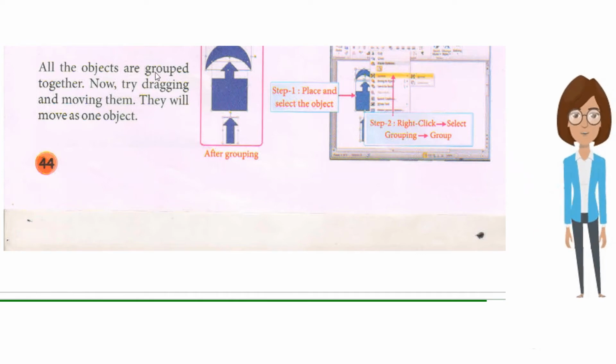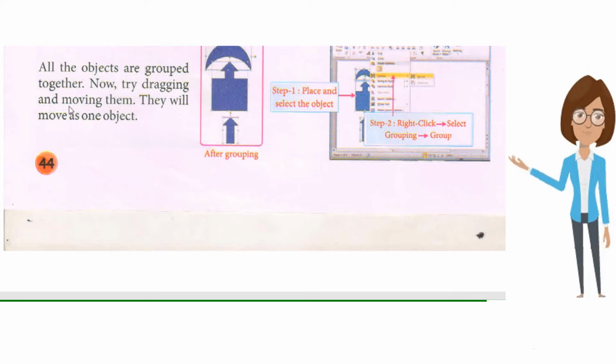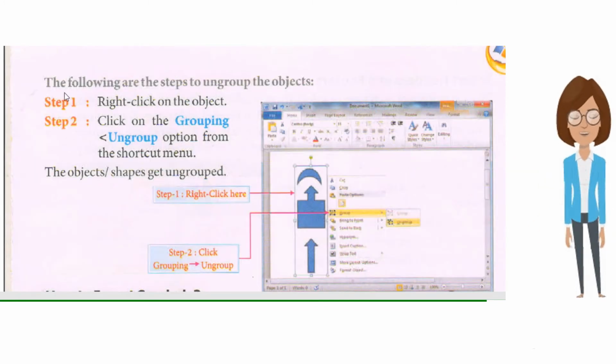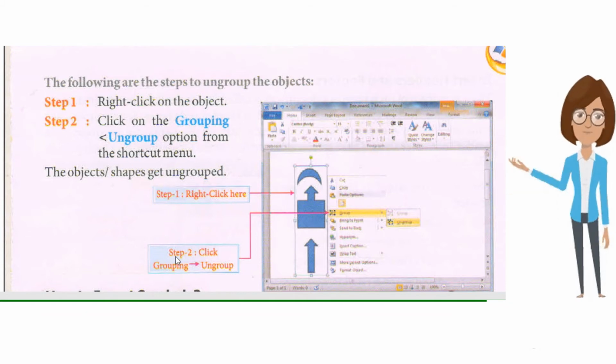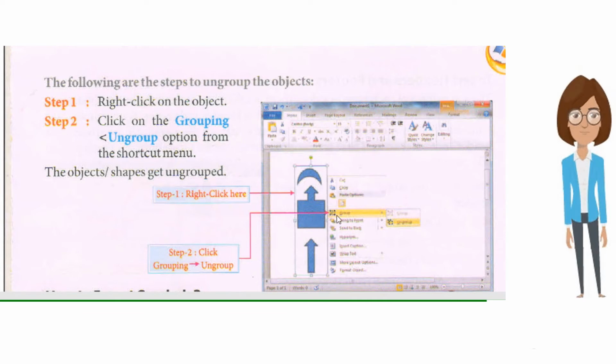All the objects are grouped together. Now try dragging and moving them. They will move as one object. The following are the steps to ungroup the objects. Step 1. Right click here. Step 2. Click Grouping, Ungroup.